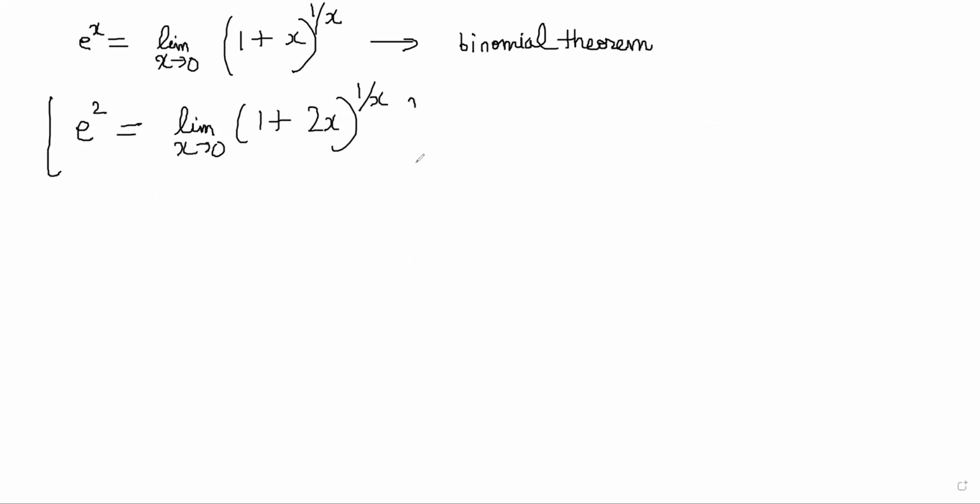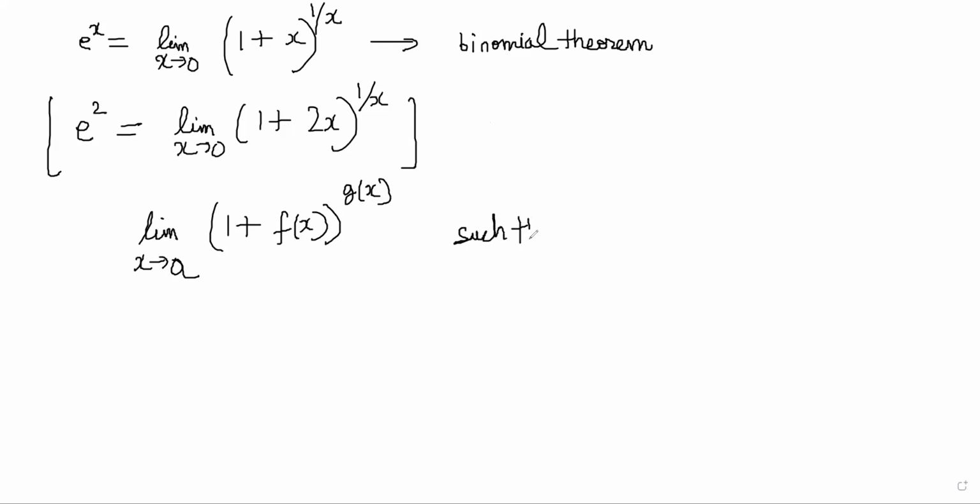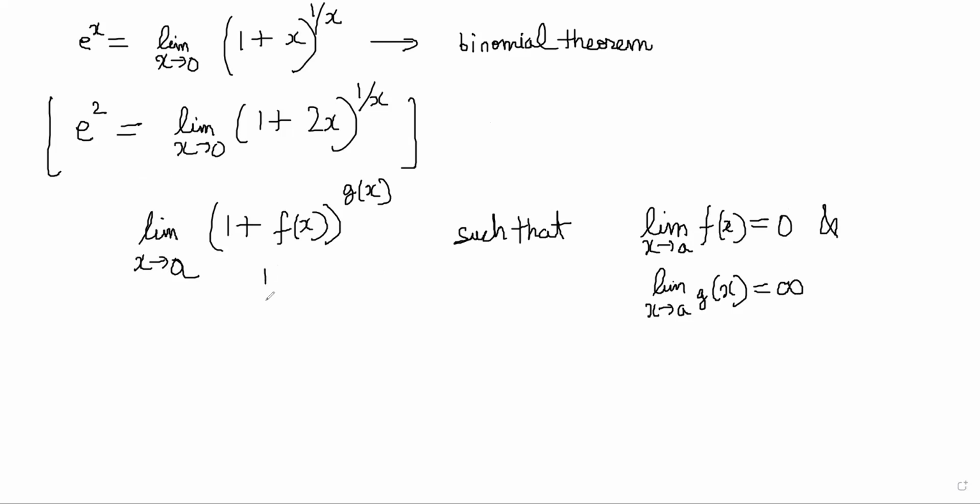Because what we realized is whenever we get something like this, the limit as x tends to 0, or x tends to a, of (1 plus f(x)) to the power g(x), such that the limit as x tends to a of f(x) is 0 and the limit as x tends to a of g(x) is infinite, then the answer comes to e power the limit as x tends to a of f(x) into g(x).